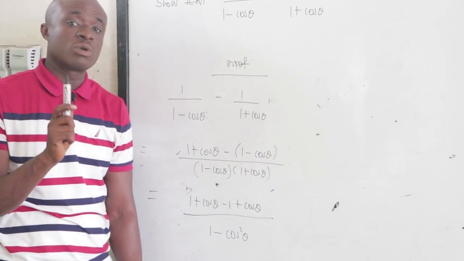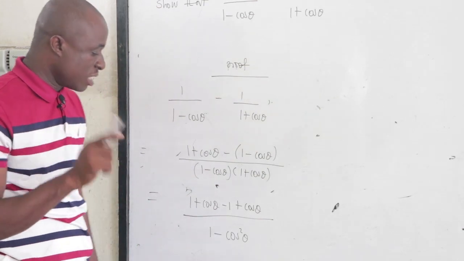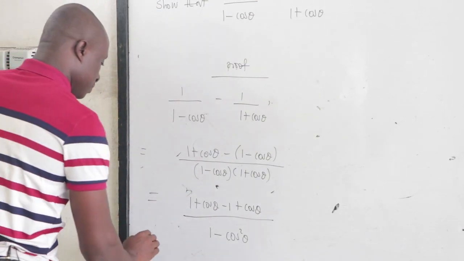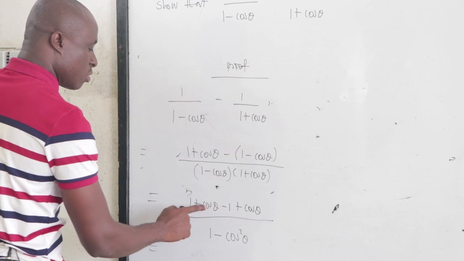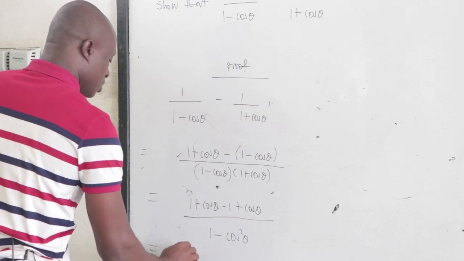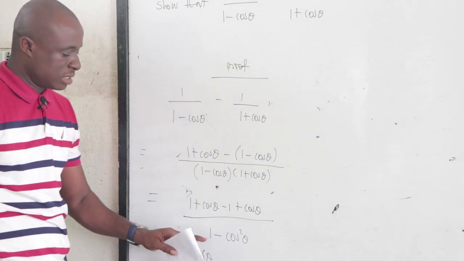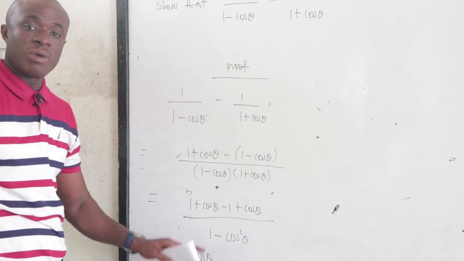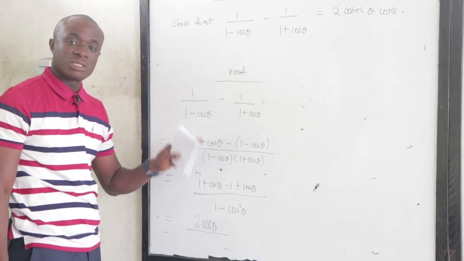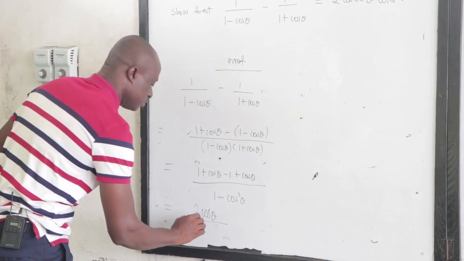Please, the difference of two squares is so important. Now, 1 will cancel negative 1. Cos theta plus cos theta, that is 2 cos theta, all over, now let's see, 1 minus cos square theta. 1 minus cos square theta is what? Sine square theta.